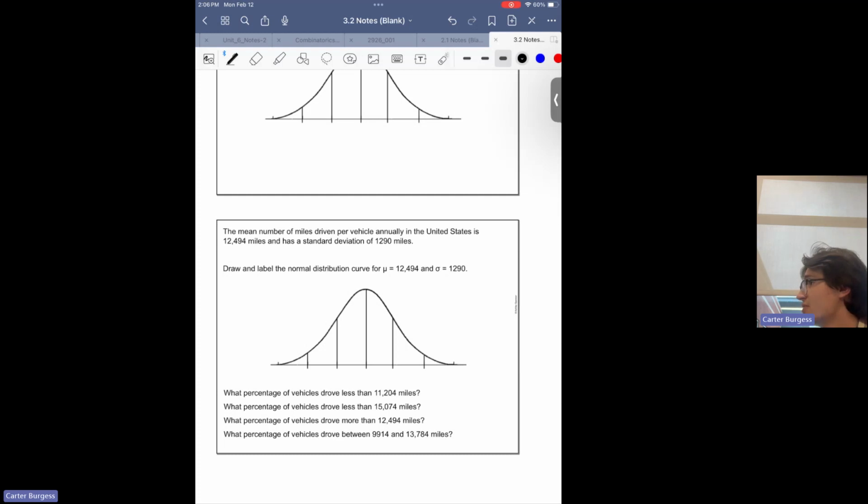What am I going to use my value of mu for? Where does mu go? In the middle. So this is 12,494. Okay. And then how could I figure out what's going on to the right of mu? How could I figure out what's going on to the left of mu? Every time I move over a tick, what am I going to do? Plus or minus up or down the standard deviation.